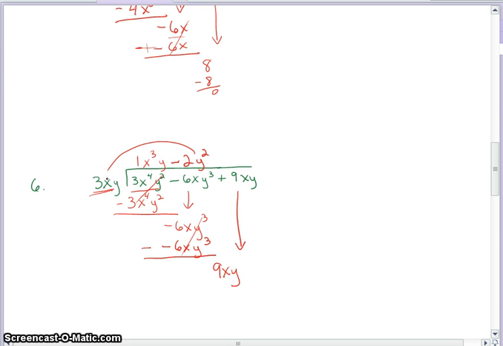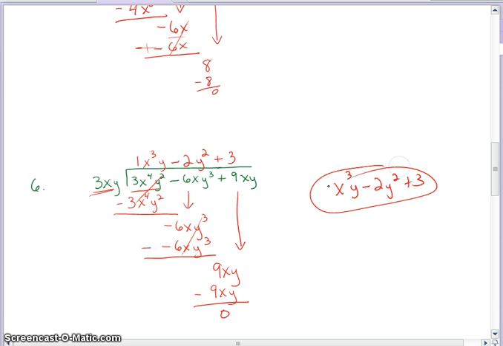9xy. What do I have to multiply 3xy by to get 9xy? Well, I have to multiply 3 by 3 to get the 9. I don't have to multiply x by anything, and I don't have to multiply y by anything because they're already there. So I multiply 3 times 3xy, I get 9xy. Subtract these, no remainder again. So my answer when I divide these is x cubed y minus 2y squared plus 3. That's what I get when I divide.